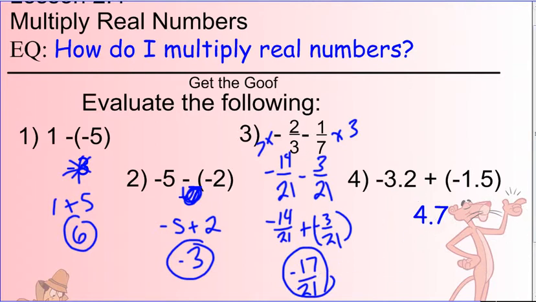And the last one here, number 4, says negative 3.2 plus a negative 1.5. The signs are the same, so we add. So 3.2 and 1.5 adding together gives us 4.7. So I'll agree with the 4.7, but we have to keep the sign of the bigger number, which makes it a negative 4.7.